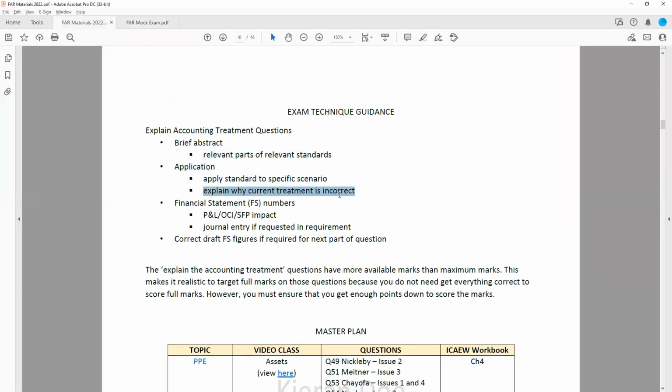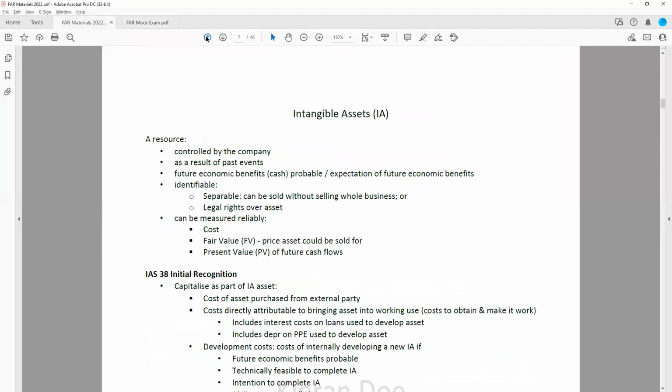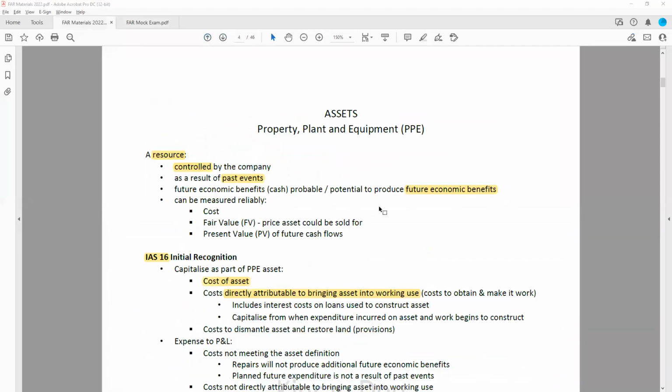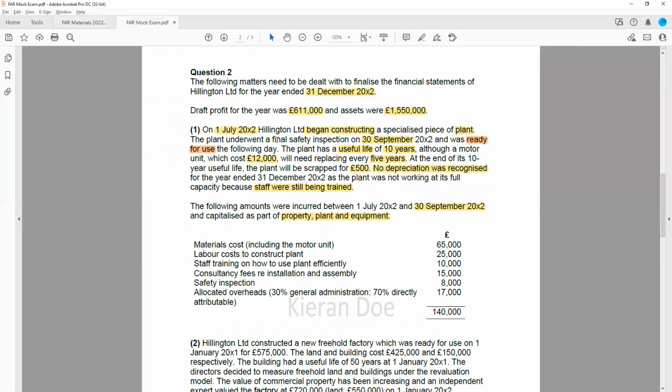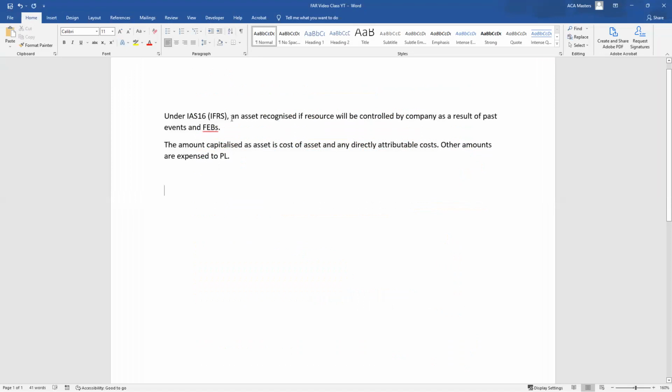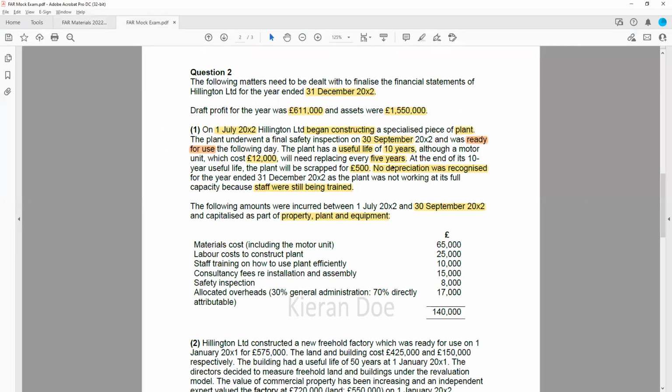And we can explain as well why their current treatment is wrong. So think of that as the first part of your answer, the relevant parts of the relevant standard, two, maybe three points is enough there. But then the next bit is to apply it to the scenario. So you could briefly mention that the plant is an asset. Maybe this bit is a bit too abstract, but certainly saying what should be capitalized. So we can now apply this to the scenario and say which costs are directly attributable and which aren't.